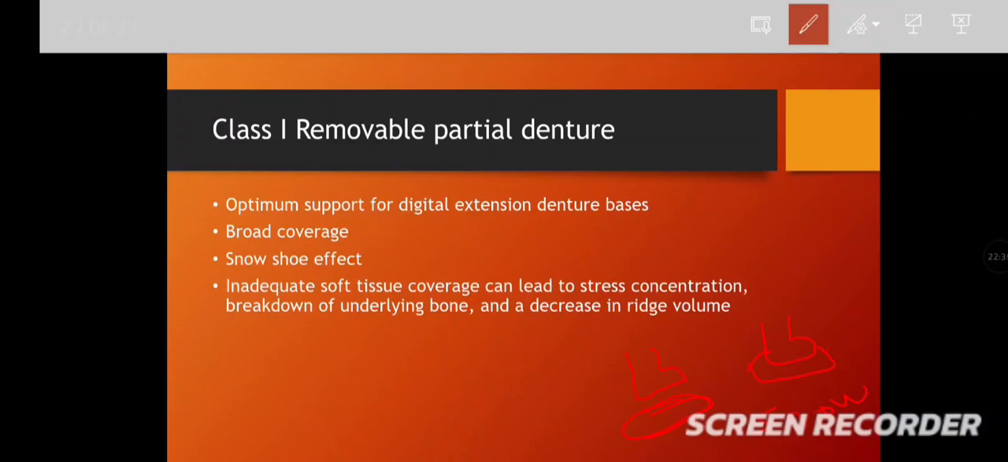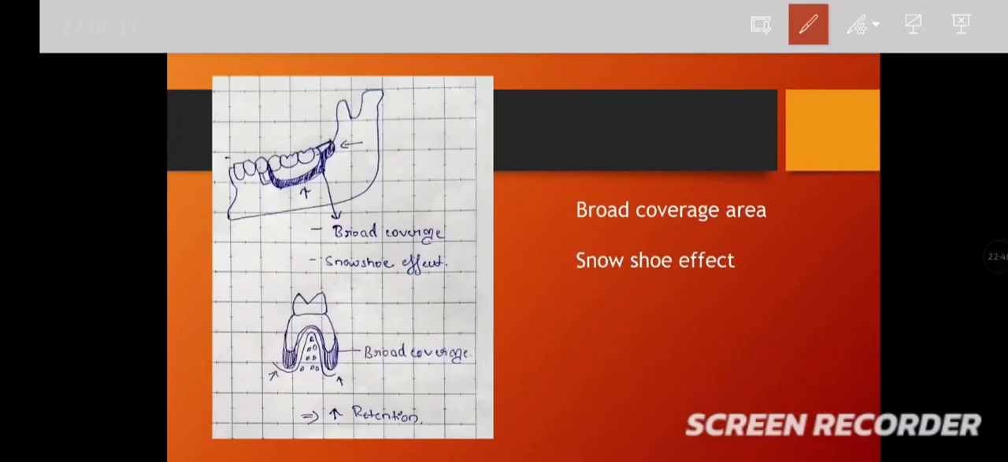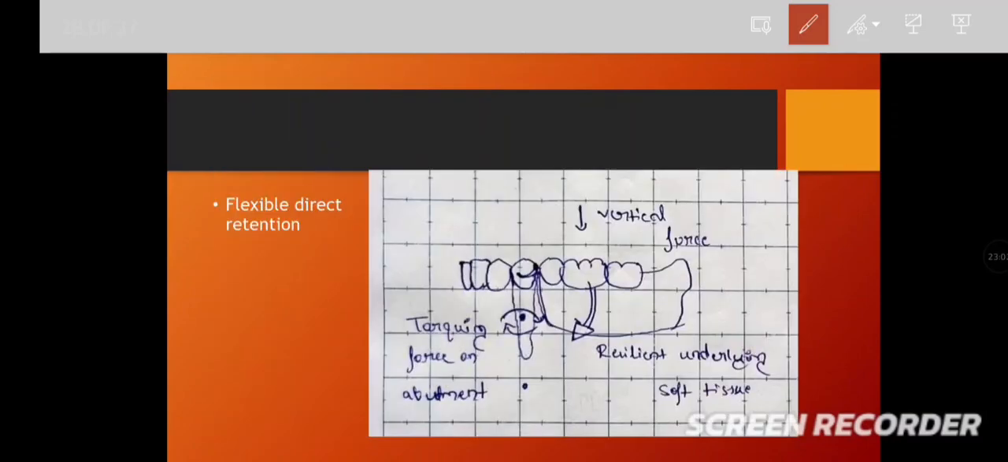So inadequate soft tissue coverage can lead to stress concentration, breakdown of underlying bone and decrease in ridge volume. In this picture you can see this shaded area presents the broad coverage. So this much should be your impression so that it will cover maximum area and it will give you maximum retention. Next comes flexible direct retention.